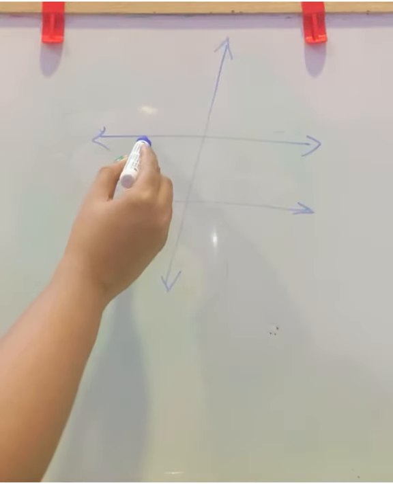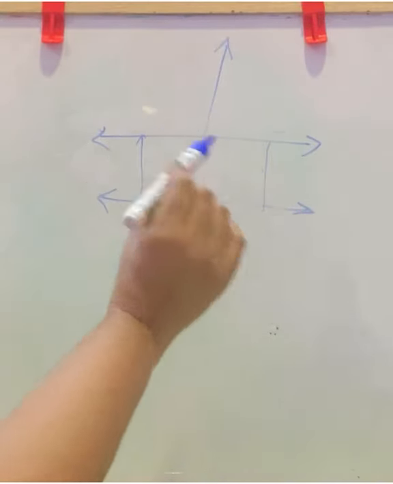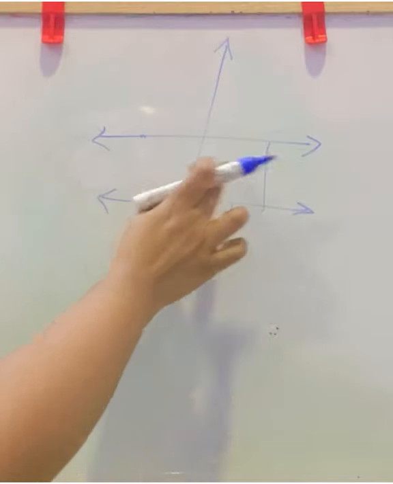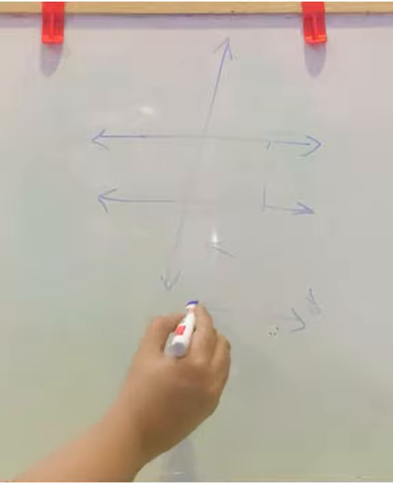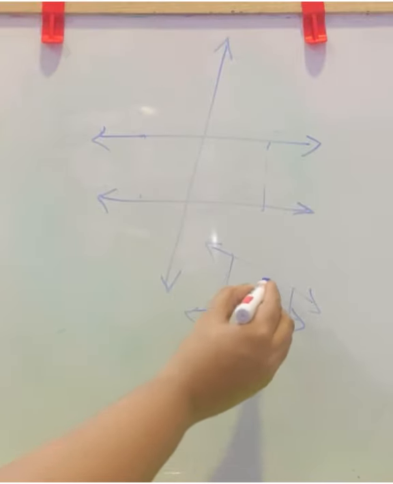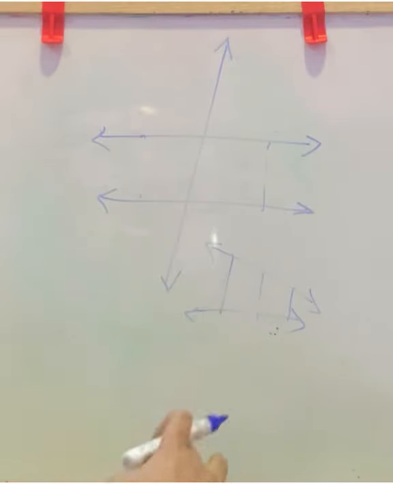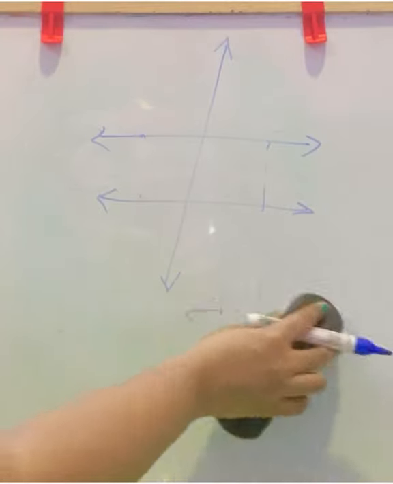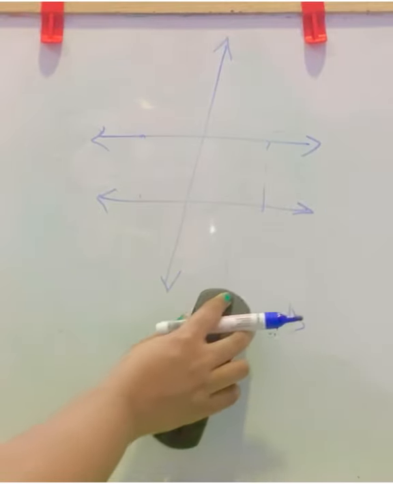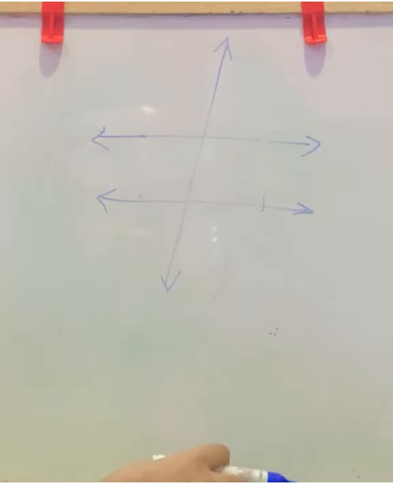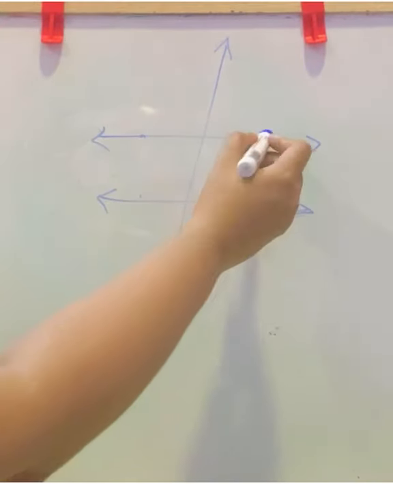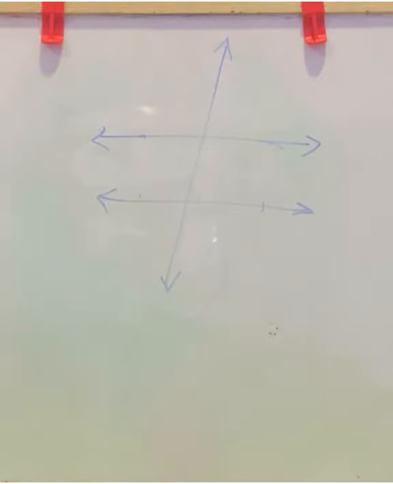Parallel lines means these distances are equal at every point. These lines are not parallel because here distances are different. So I am talking about parallel lines where distances are equal at every point. So here when a transversal is falling on two parallel lines, we can have some combinations of angles.